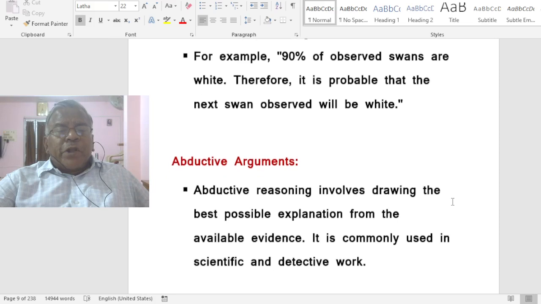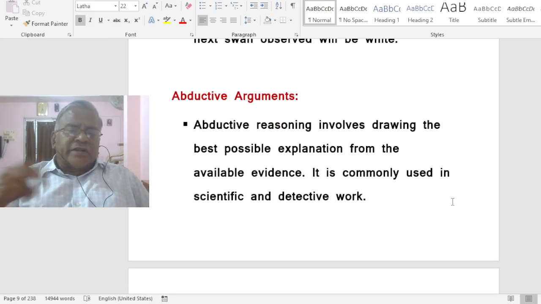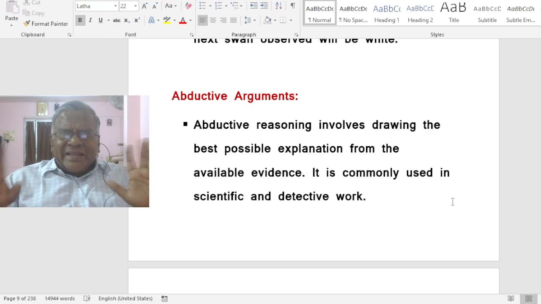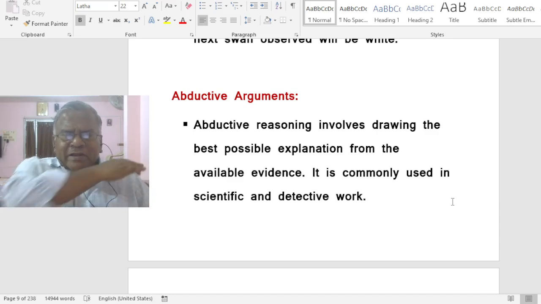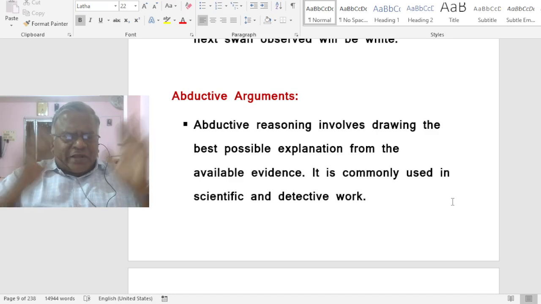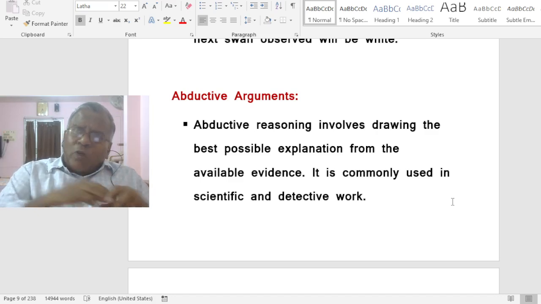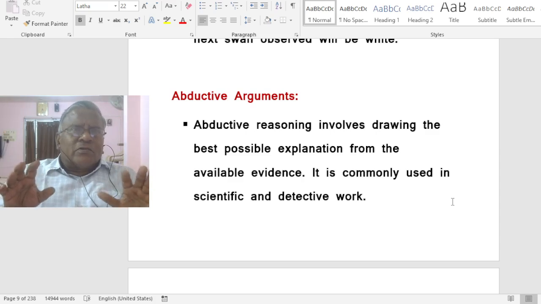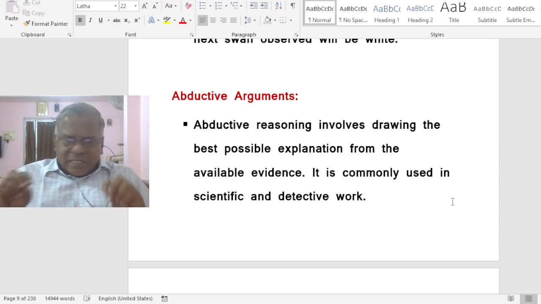Then there is another variety called objective arguments. When you go to a doctor, he asks what has happened to your health, and you give certain indications. I am having pain in the shoulder, pain in the knee joint, something like that. You don't know exactly what is happening to you, the type of disease or sickness you are having.